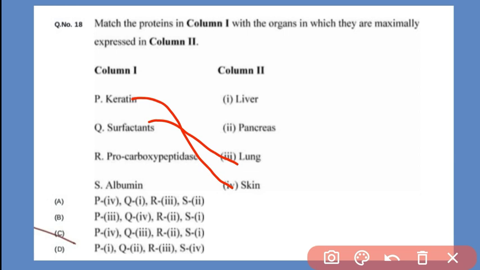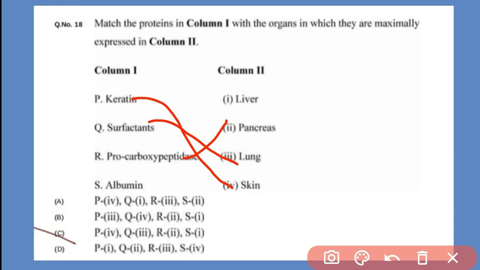Then procarboxypeptidase. Procarboxypeptidase is the inactive precursor of carboxypeptidase, which is converted to an active enzyme by the action of trypsin. The active form of procarboxypeptidase is carboxypeptidase. Carboxypeptidases are protease enzymes that hydrolyze or cleave a peptide bond at the carboxy terminal, or C terminal, of a protein. So procarboxypeptidase is secreted from the pancreas.